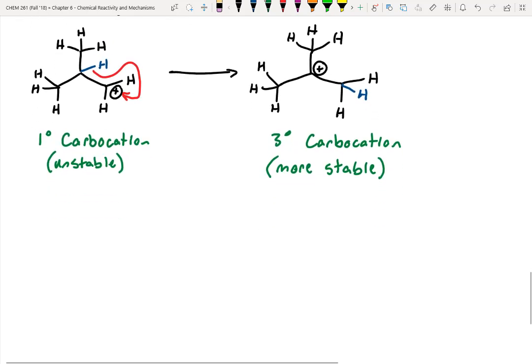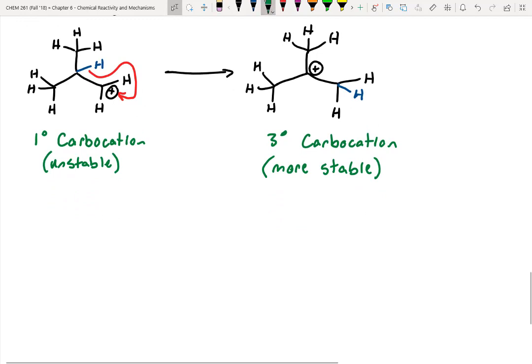All right, let's take a minute to pause here and talk about carbocation stability. So that's a good question. The question was, can it move and then move again? Let's talk about carbocation stability and then see if we can answer that.